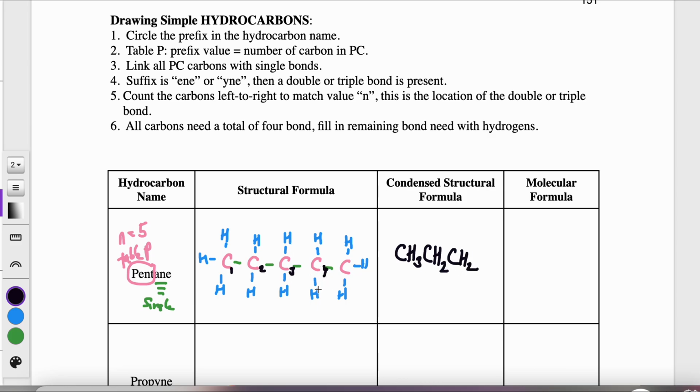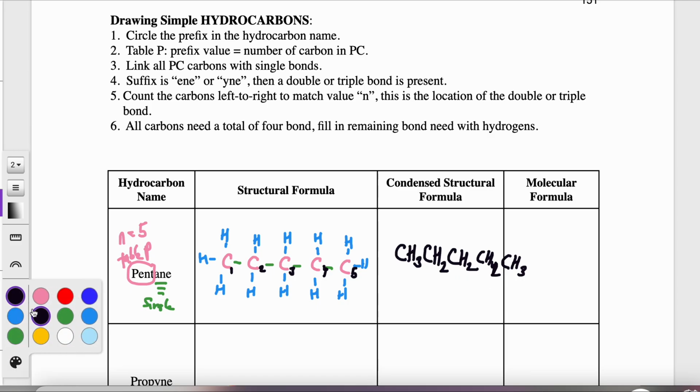Carbon 4 also has 2 hydrogens attached to it. And my last and final carbon 5 has 3 hydrogens attached to it. Can't write and talk at the same time. So here is my condensed structural formula.